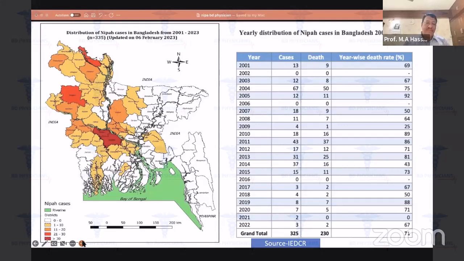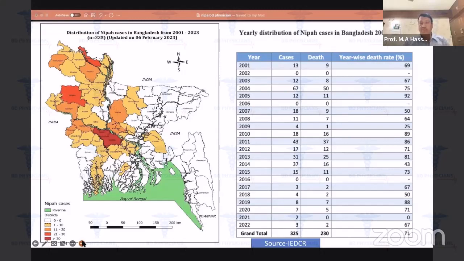In the map, the red area is the very highly affected area. The total cases reported, from the source IEDCR, were 325, and deaths were 230. So the death rate was very high, more than 70% of people died. The number of cases from 2001 was 69, and in 2022 there are still 67 cases.